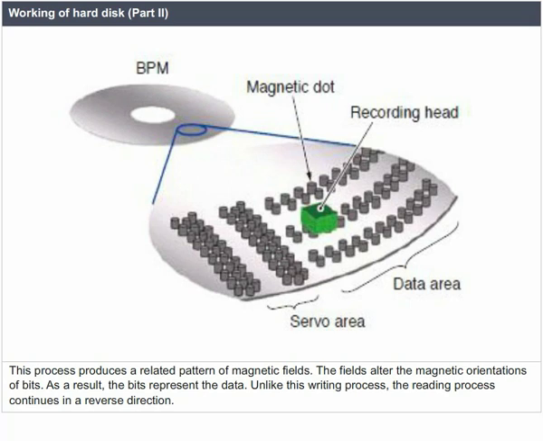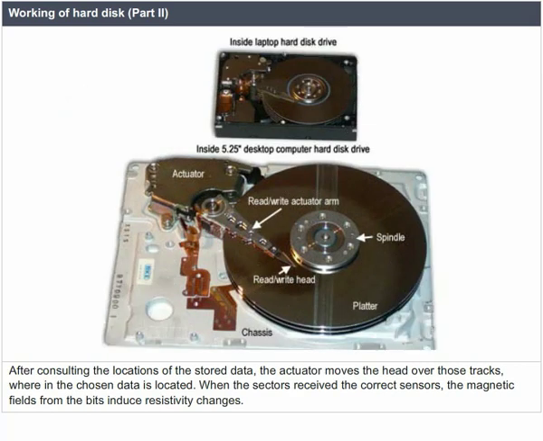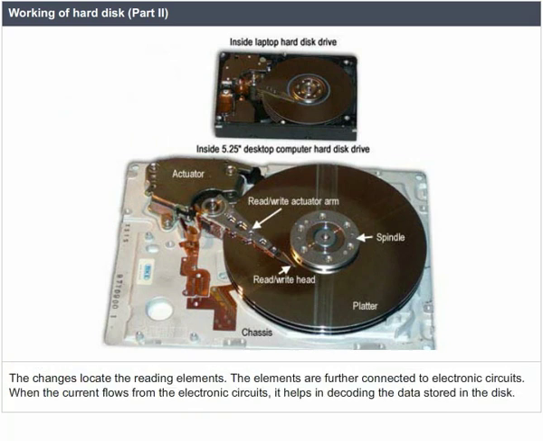After consulting the locations of the stored data, the actuator moves ahead over those tracks wherein the chosen data is located. When the sectors receive the correct sensors, the magnetic fields from the bits induce resistivity changes. The changes locate the reading elements. The elements are further connected to electronic circuits. When the current flows from the electronic circuits, it helps in decoding the data stored in the disk.